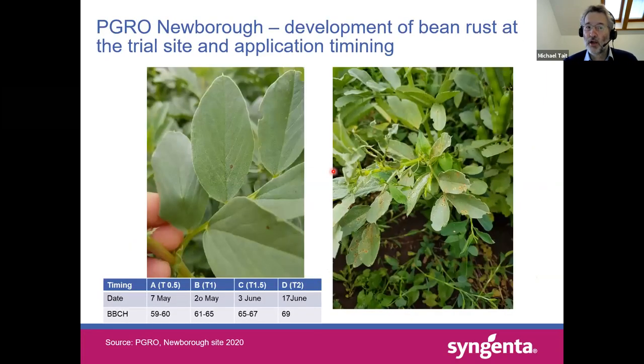This is the first trial I was going to talk about. This was a trial that PGRO ran for us at Newborough. Here you've got the different timings across the bottom, from the T0.5 through to the standard T2 timings, the dates and the growth stages of the crop. Our original aim was to try and get chocolate spot in both trials. But to be honest, last year, it was mostly a rust year, but we have got some chocolate spot data all the same.